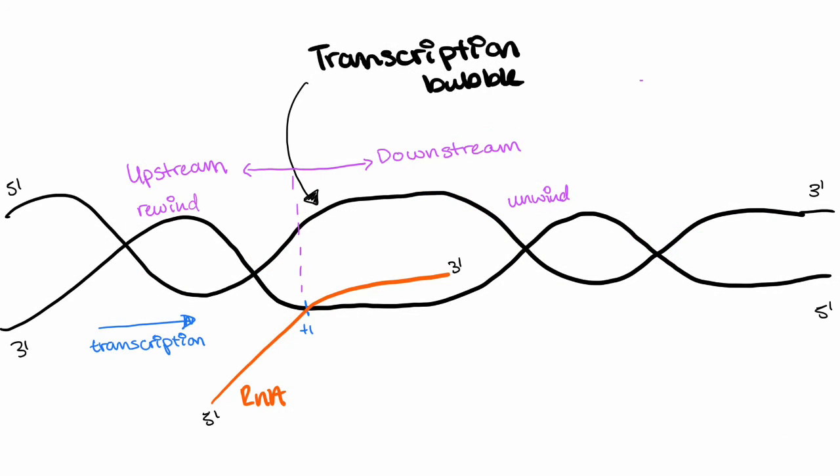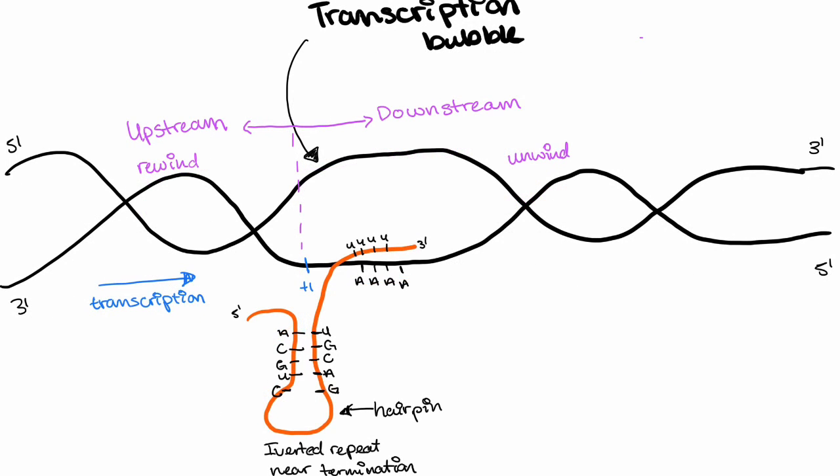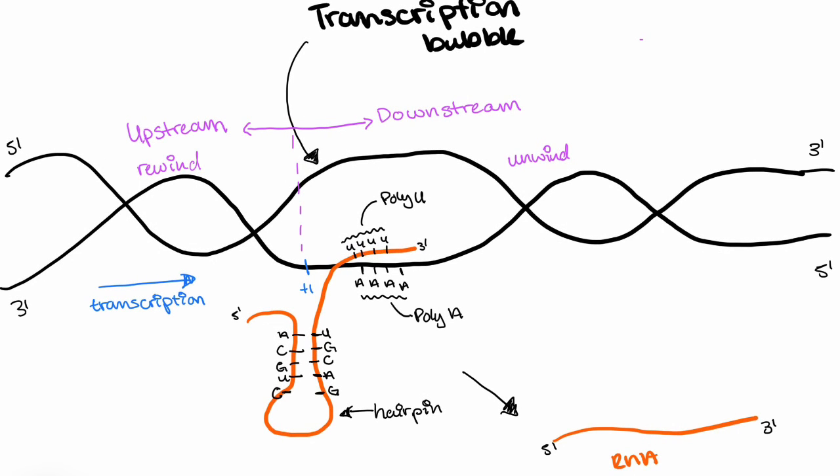Going back out, we're going to talk about termination. Termination can happen in two ways: rho independent and rho dependent. Rho independent termination is first presented with inverted repeats that form hairpin structures and are followed up by poly A and poly U template strands. AU bonds are relatively weak, and DNA and RNA can be pulled apart, ending transcription.